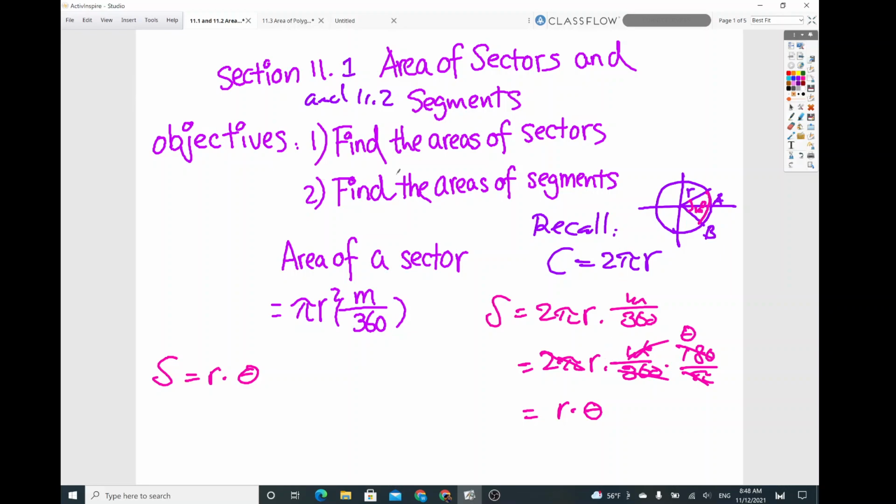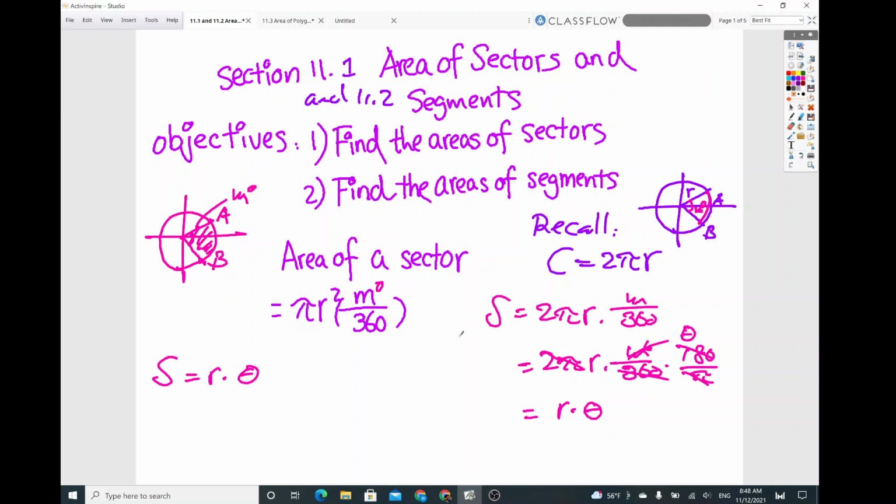Now the objective for 11.2 is finding the area of a sector and the area of a segment. For the area of a sector, let's again use the circle from point A to point B, and I'm just redrawing it. Bounded by those two radii, here's the area of the sector. The area of a circle is pi r squared, so multiply by the ratio m, the measure of the central angle, m degrees over 360. So you get the area of a sector.